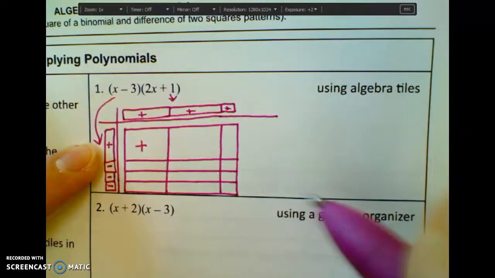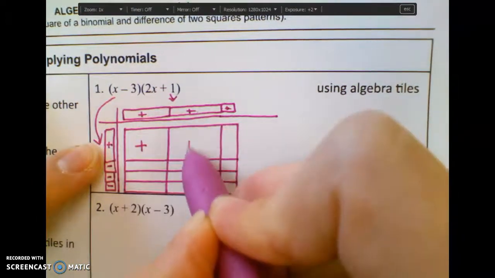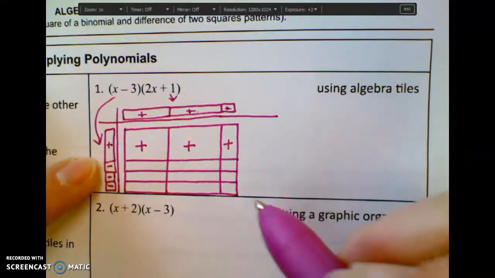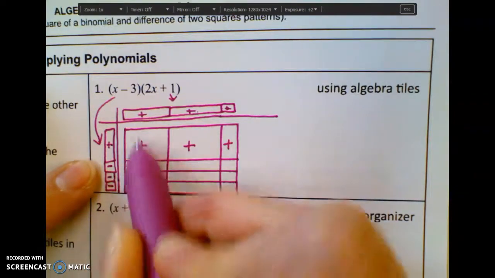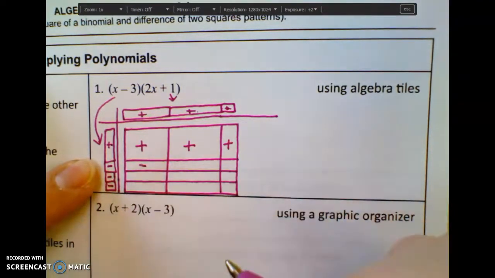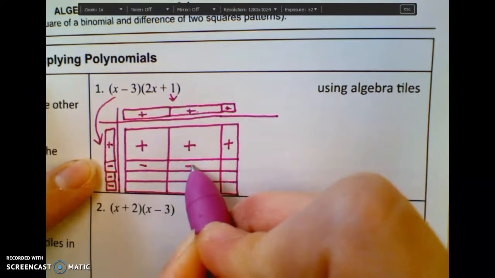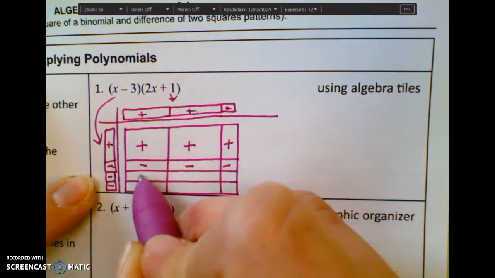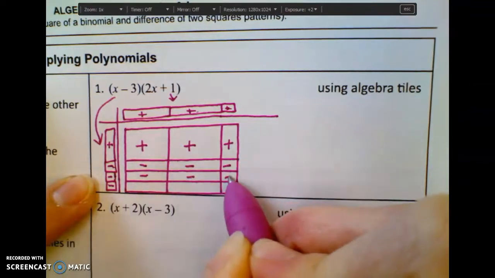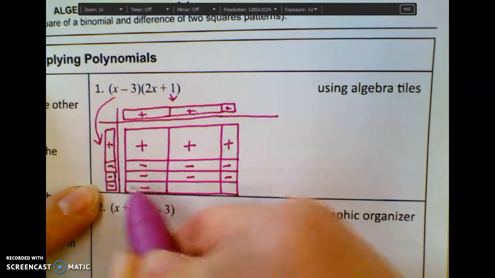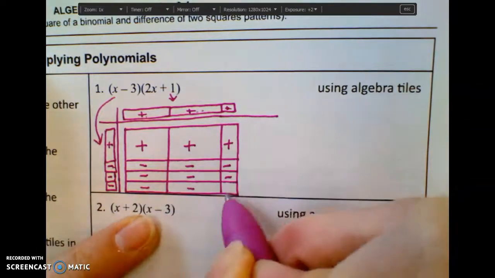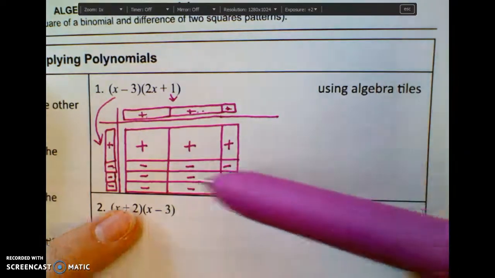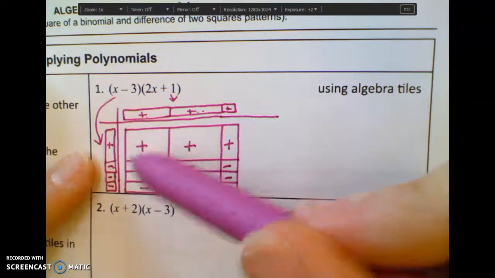That gives me a positive. A plus times a plus gives a plus. And a plus times a plus gives a plus. Now going down to this one, we have a minus times a plus. That gives a minus. Minus times a plus gives a minus. Again, minus times plus gives minus. So if there's a negative involved, you have to go through every single box and figure out what makes a plus and what makes a minus.